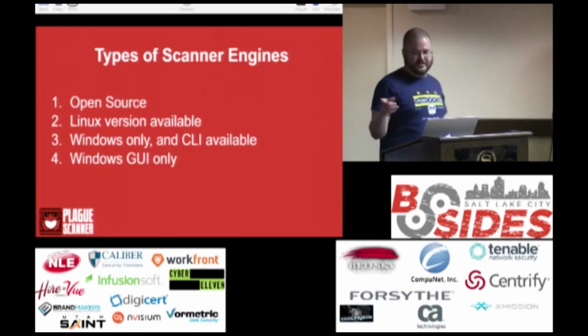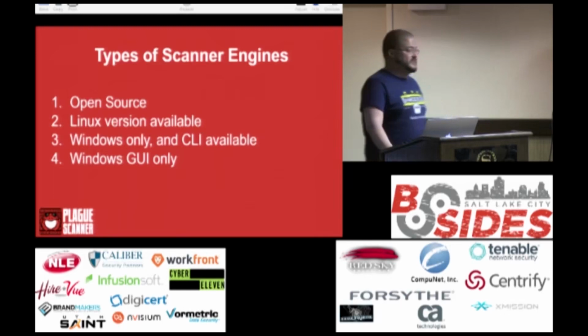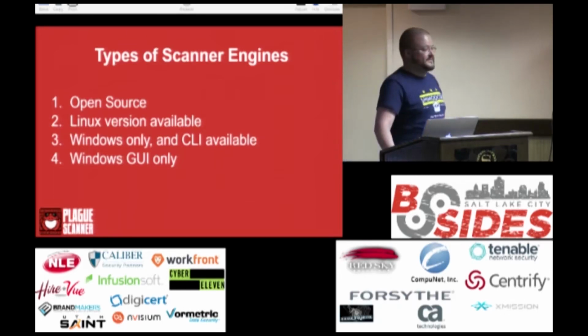The fourth type is where there's a GUI only. These are the real nasty ones and difficult to work with. So that brings me to optical character recognition. So that fourth category of malware or an AV scanner engine is the one that requires OCR.